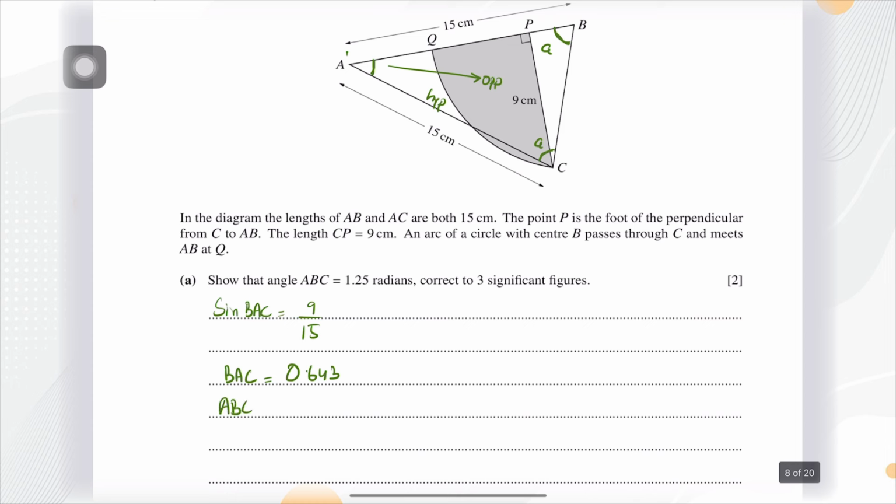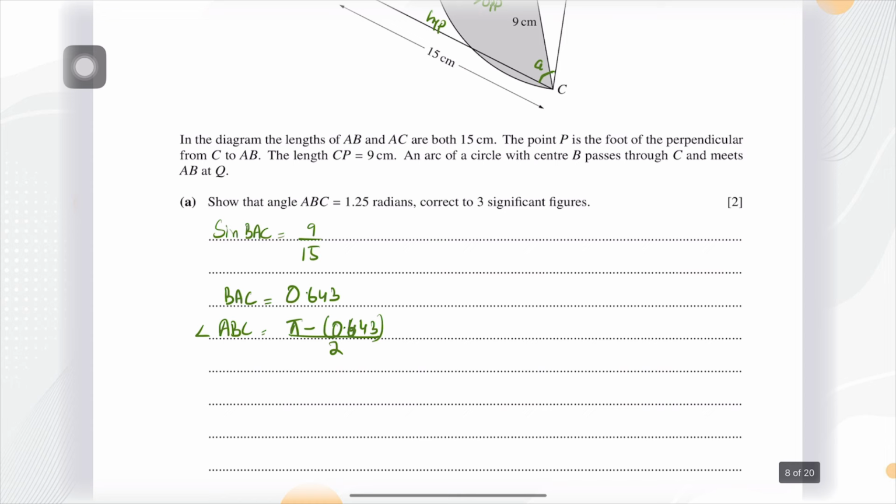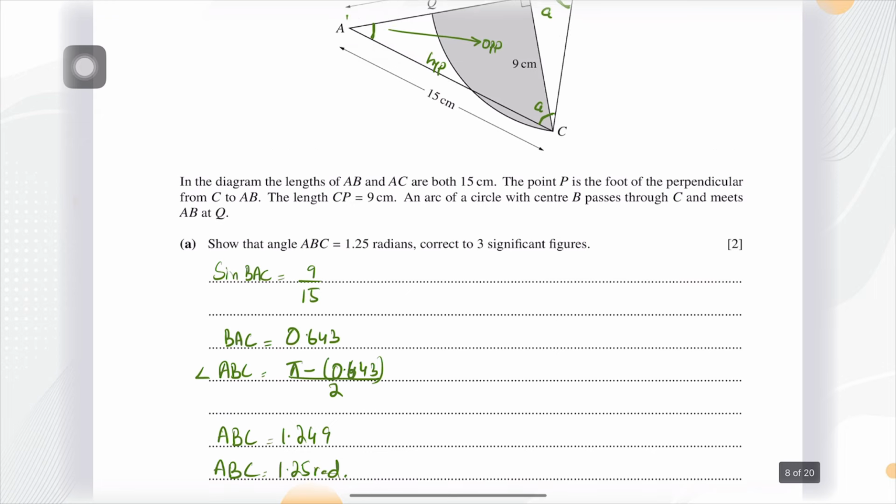Now, in order to find out angle ABC, here's what we're going to do. We're going to do pi, which is equal to 180, and from pi we're going to subtract 0.643, and then we're going to divide it by 2. Why? Because since it's an isosceles triangle, these two angles are going to be equal. So if you do that right, here's what you get. You get ABC is equal to 1.249, which if you round off correct to 3 significant figures, you get 1.25 radian.